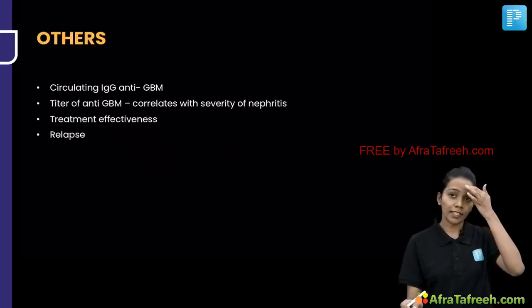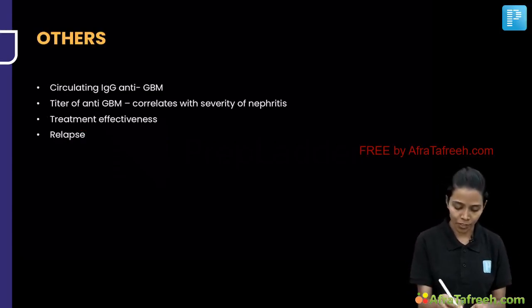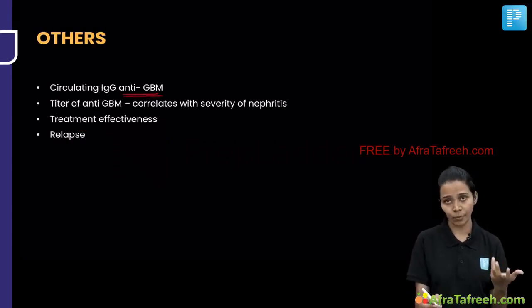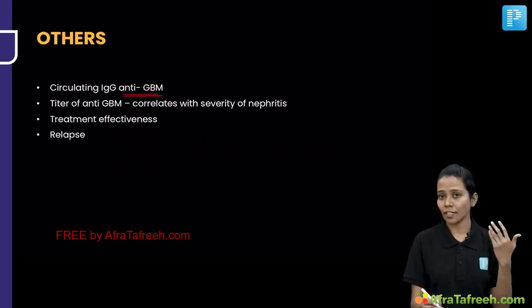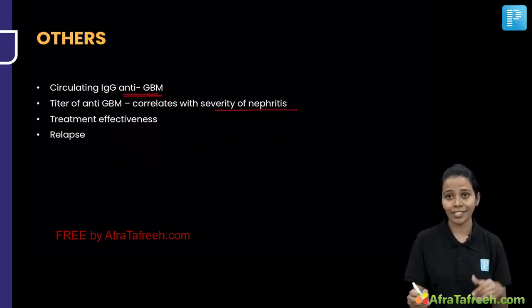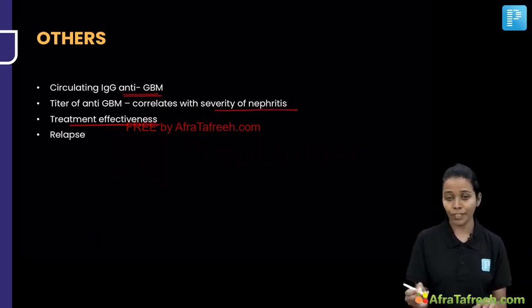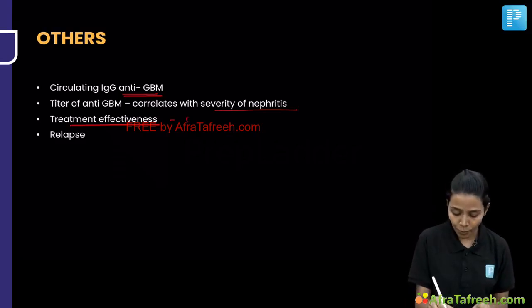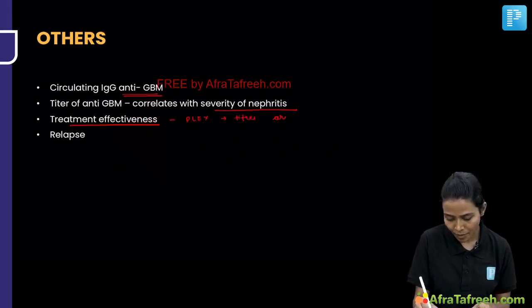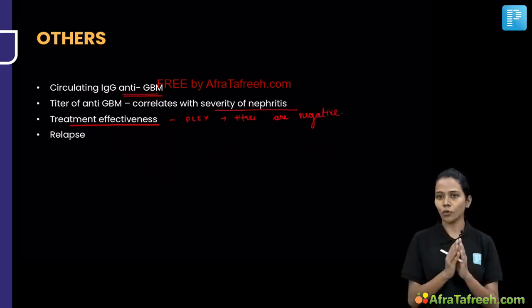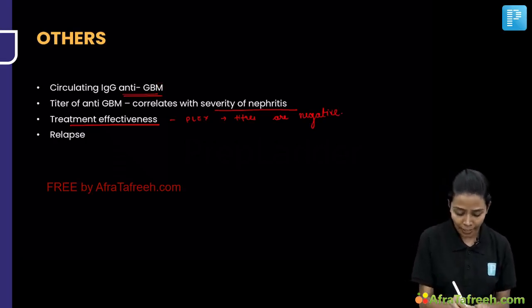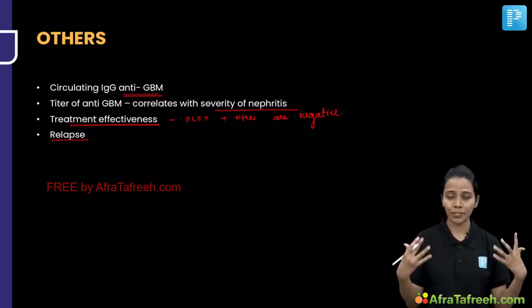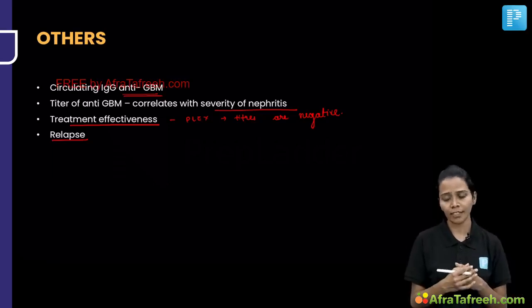Now, which are the other investigations? Apart from renal biopsy, we can do the circulating anti-GBM levels, IgG anti-GBM levels, and this titer correlates with the severity of nephritis, that is, higher the titer, more severe is the disease. Okay, this titer also helps us in knowing the treatment effectiveness. That is, we have to do plasma exchange till the titers are negative. Okay, so that will be our goal for plasma exchange, and it also helps us in predicting the relapse. Though relapse is very, very rare, it will help us in predicting the relapse.